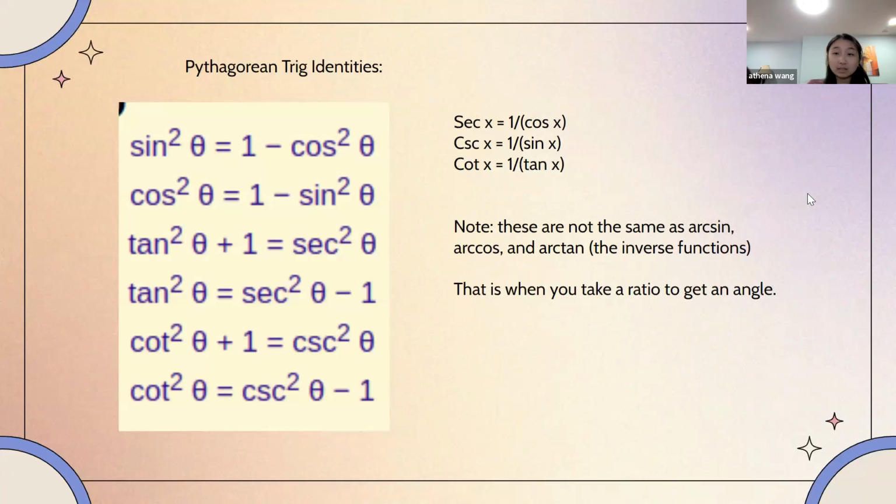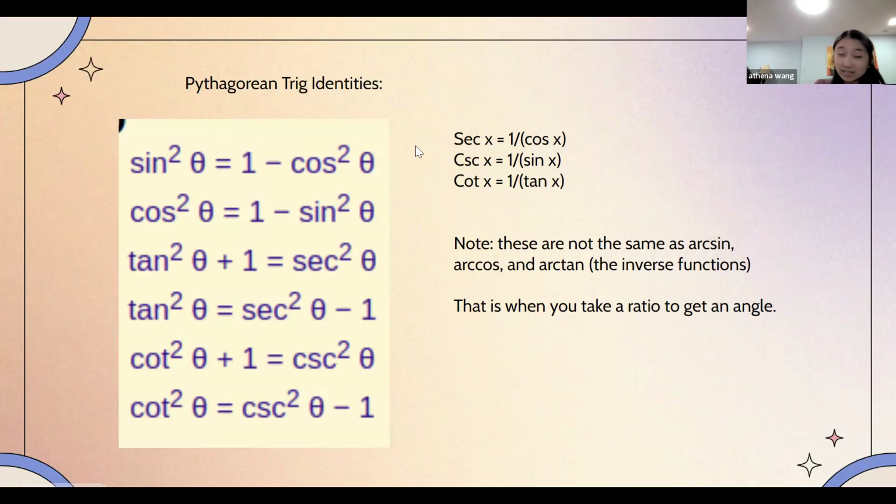Okay, we also need to know some Pythagorean trig identities. The most common one, sine squared plus cosine squared, is 1. That is very important. We also have some other ones, like tan squared plus 1 equals secant squared, and cotangent squared plus 1 is cosecant squared. But those are not really tested, so just know the main one: sine squared plus cosine squared is 1, no matter what the angle is. The angle just has to be the same.